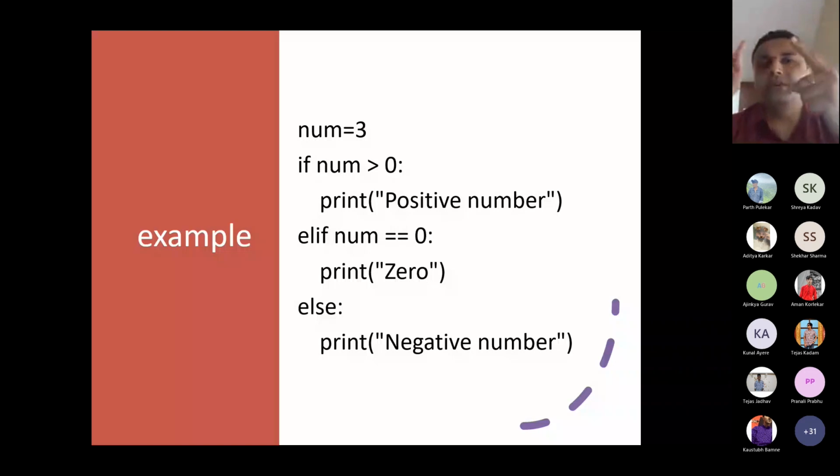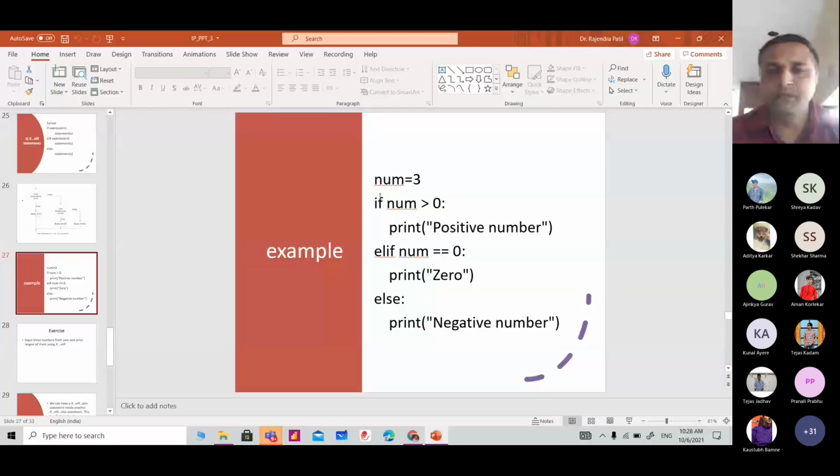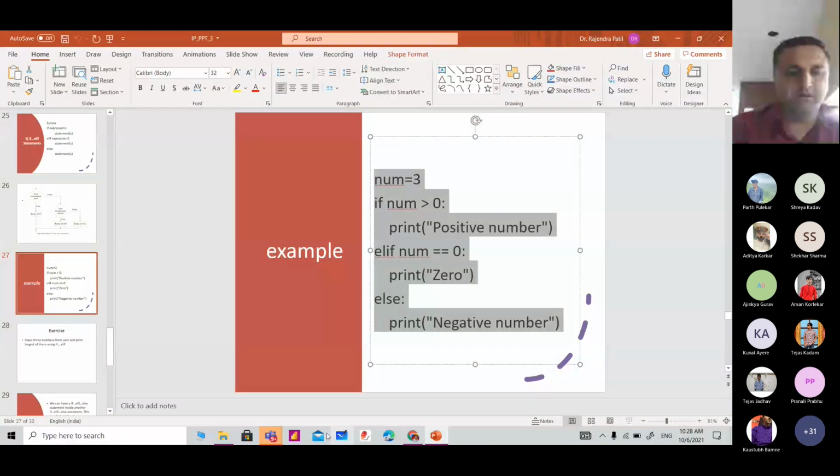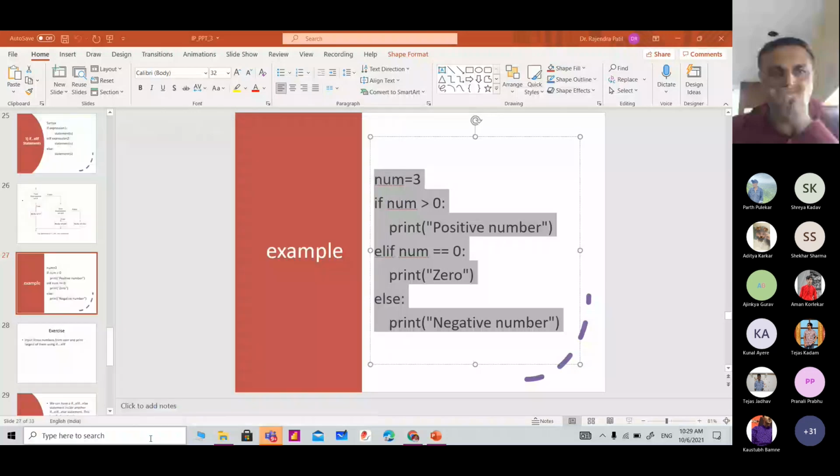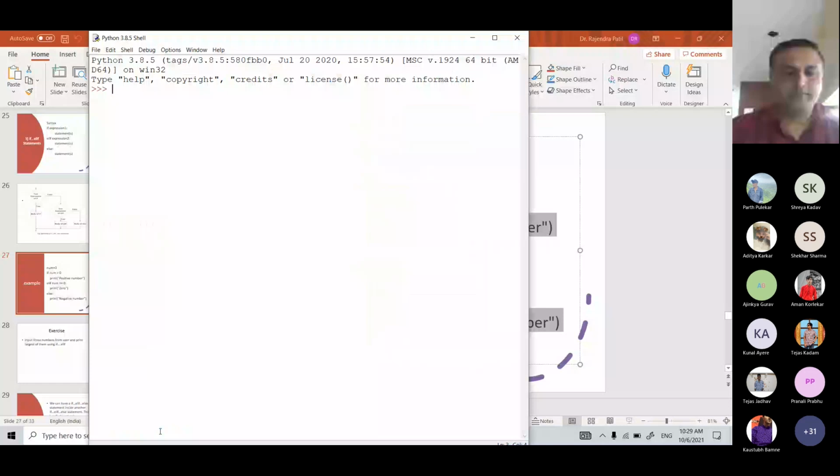Now, under what circumstances can it be used? To check whether the number is positive, negative, or zero. Got it, students? Yes, sir. Now, I'm just coming out with the execution. Can you see my screen? My screen is visible, students? Yes, sir. It's visible.